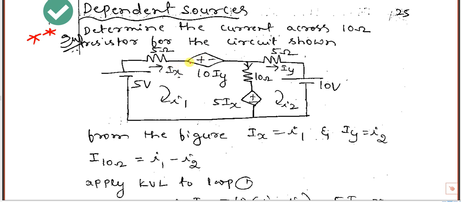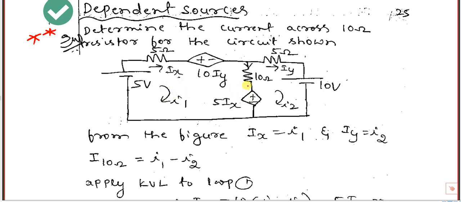So where are the dependent sources? The diamond shape indicates it is a dependent source. The plus minus indicates a voltage source whose value depends on IY. You see the IY in the circuit, IY is given here. So it is a voltage source dependent on IY. It is a current controlled voltage source. This is also plus minus. It is a dependent source whose value is controlled by Ix. It is a current controlled voltage source only.